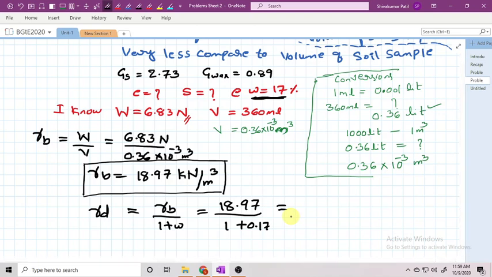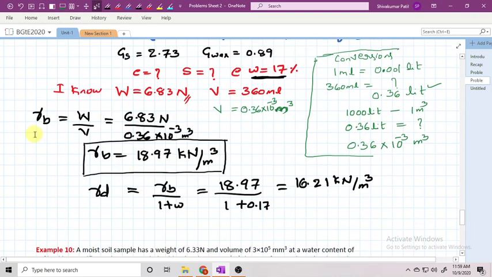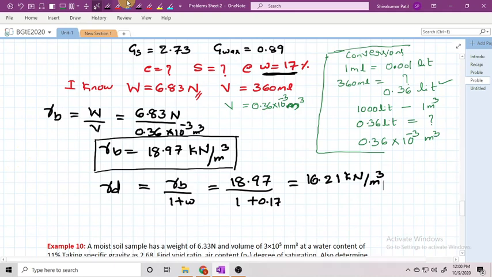So gamma D, you will get around 16.21 kilonewton per meter cube. So this is my gamma D. But still I want to find out E and S. Those things I have not got until now. So how can I get the E and S values?